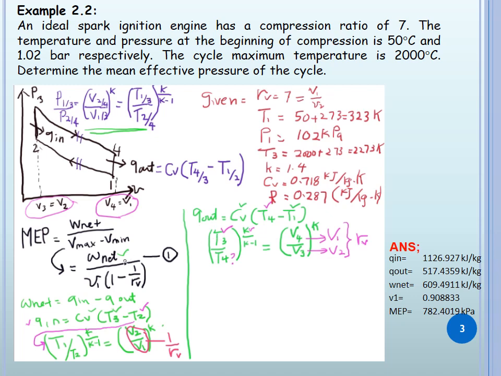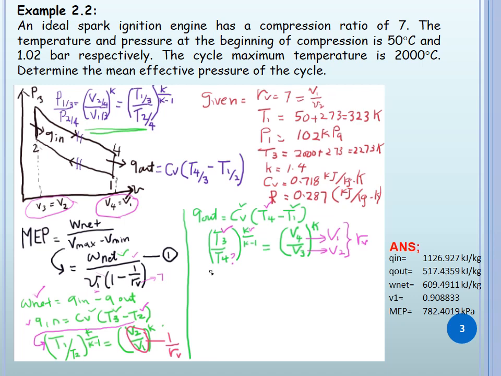And now we have calculated the net work. So net work is done. Now, what is the value for specific volume? rv is given as 7, the compression ratio is 7. So now we only have to find V1, the specific volume at state 1, to solve this problem.